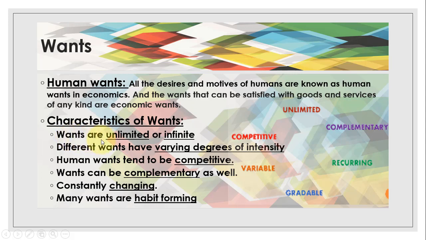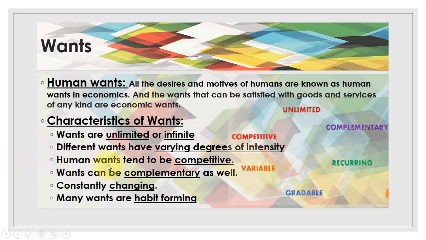The first one, you can see that the wants are unlimited or infinite. What does it mean? It means that a human is never truly satisfied, and also his wants are endless. So we may satisfy some of our wants, but they always reoccur. So that is why we say that the wants are unlimited or infinite. Different wants have varying degrees of intensity. It means that some of our wants are extremely urgent, whereas some are less intense.